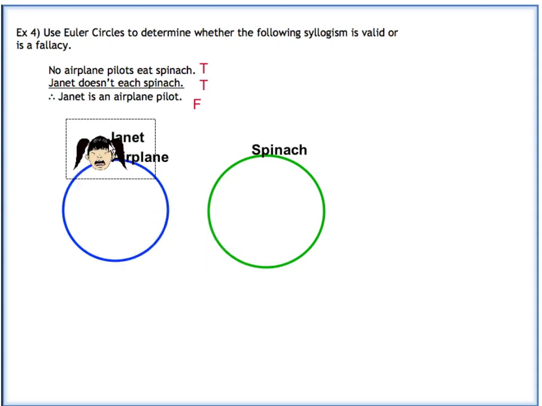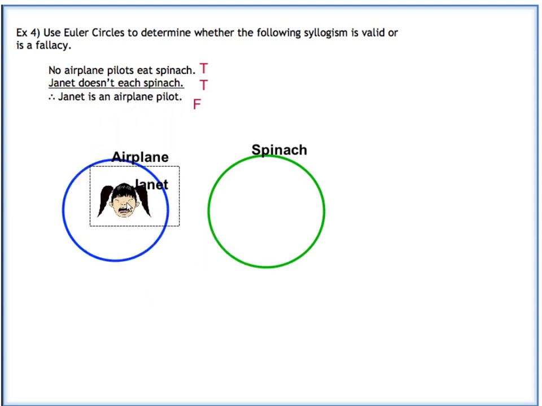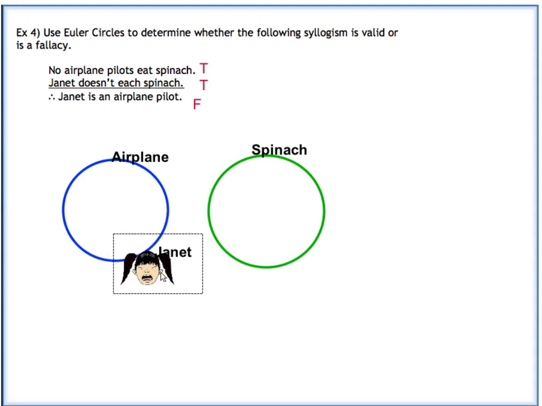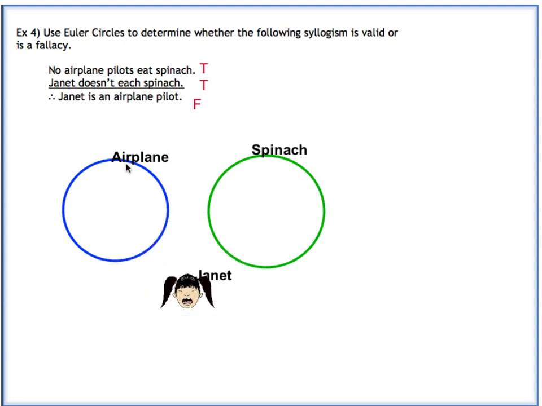Where would we put her so that she wouldn't be an airplane pilot? Well, if we put her in here, we see that both are true, but it would make the conclusion true. But because Janet could fall out here, this means she would not be an airplane pilot. So this drawing right here would show that this was a fallacy. All right, let's move on.